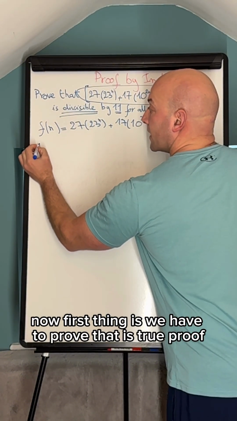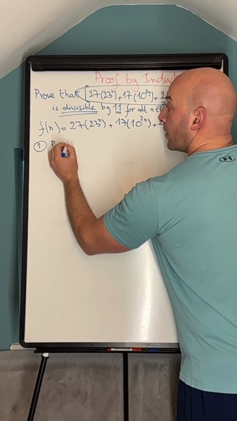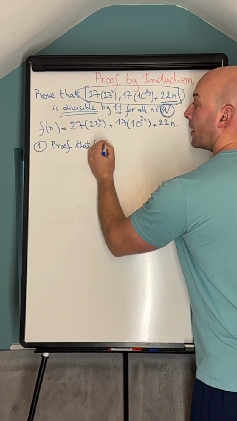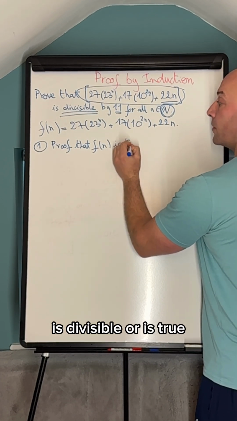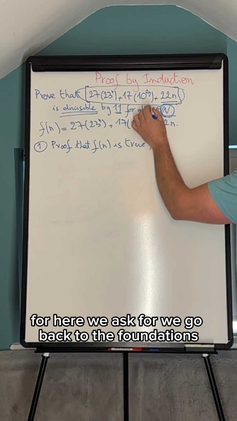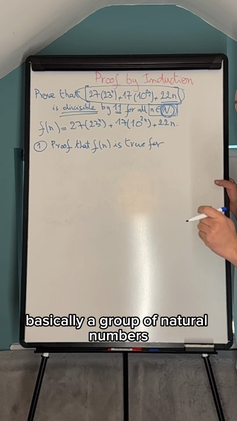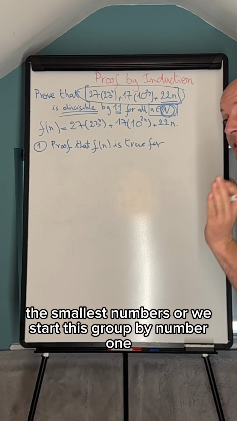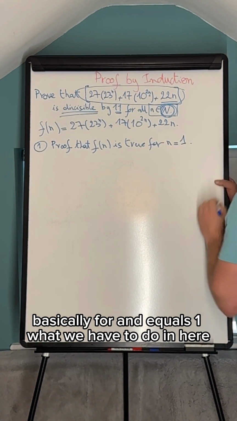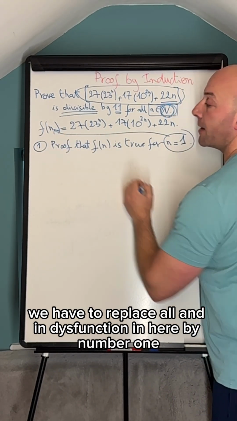Now, the first thing is we have to prove that the statement f(n) is divisible, or is true, for the base case. We go back to the foundations: n belongs to N, the group of natural numbers, where the smallest number is 1. So for n equals 1, we have to replace every n in this function by the number 1.